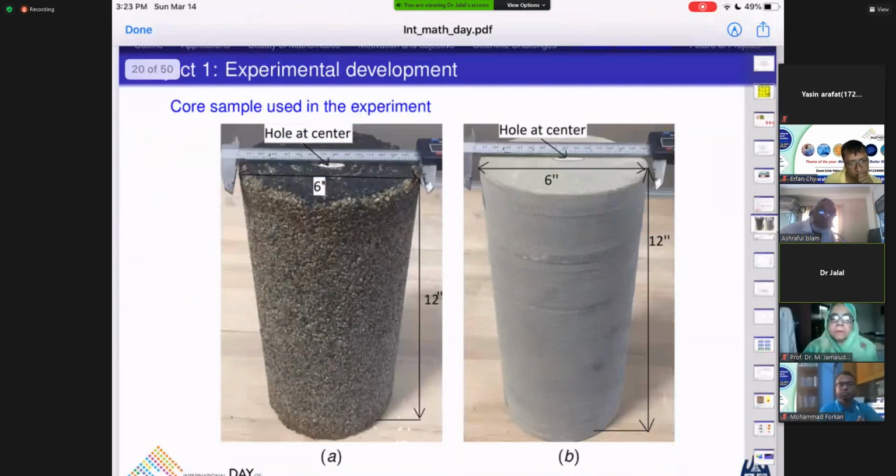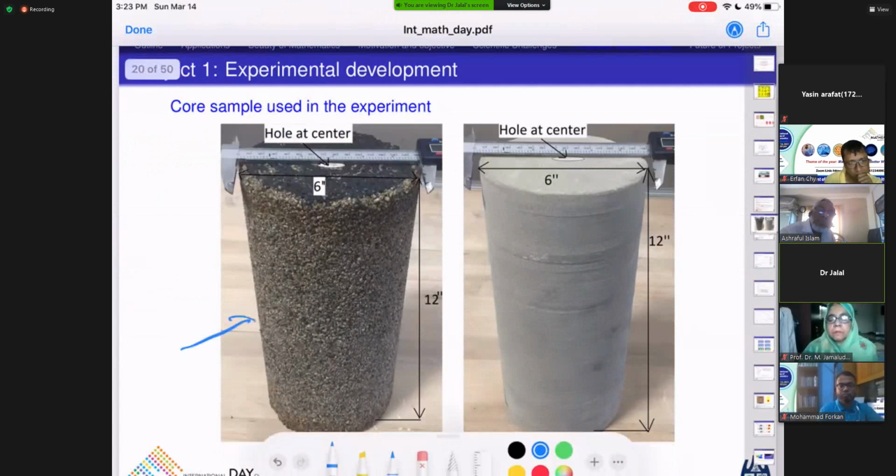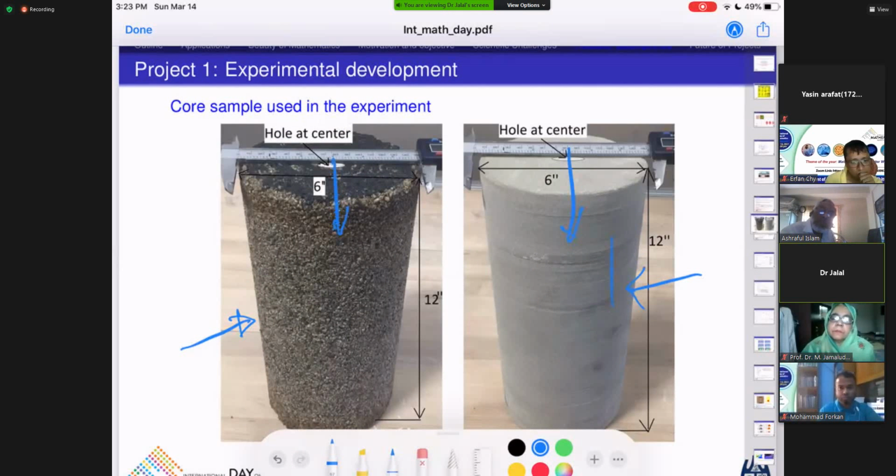And also we made some samples. This sample is made in the lab, and this is collected from the real field, and then we make a hole here to consider as a production hole.